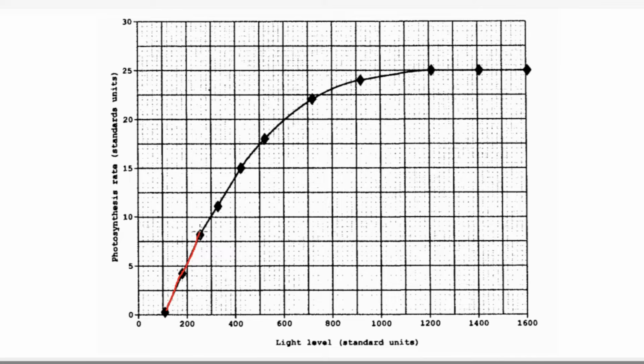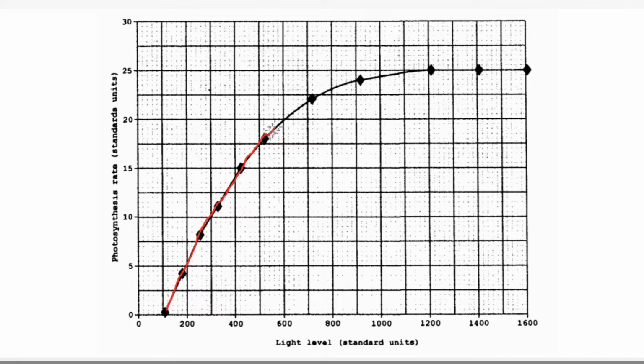Now at a point here, the rate is still increasing, but not at the same rate. Right? So what's happening here is that light is still a limiting factor, but there may be other limiting factors that keep it from increasing at a faster rate. So, for example, other limiting factors would be carbon dioxide levels, temperature, water levels, right? All those are needed for photosynthesis.